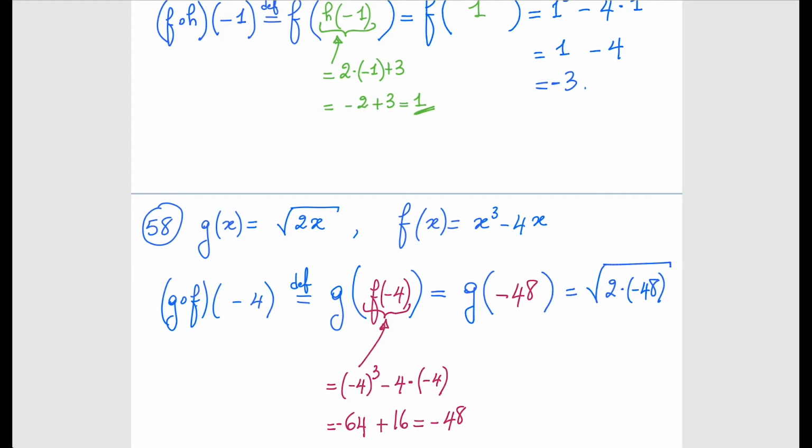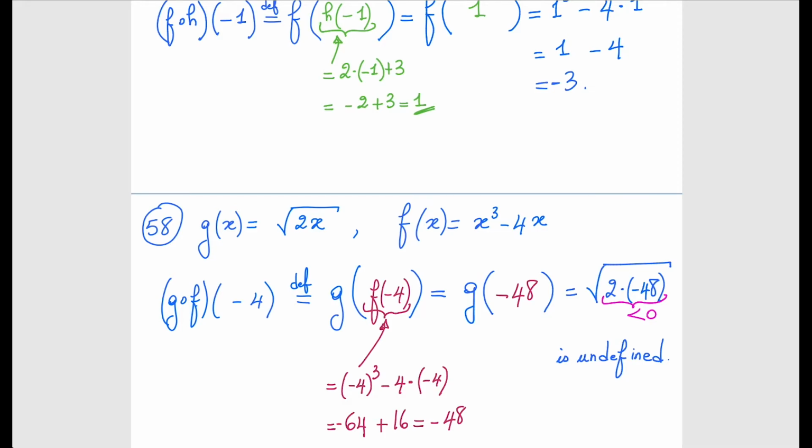Whatever this guy is, I'm not gonna compute it. 2 times -48, sorry. Whatever this guy is, it's certainly negative, right? And square root of a negative number doesn't make sense. Correct? So since this is not meaningful, that number then is undefined. Right? Undefined. So technically all this should not have been written, because the square root of a negative number doesn't make sense.